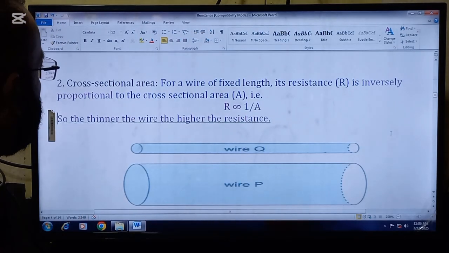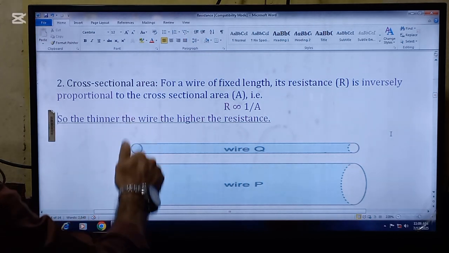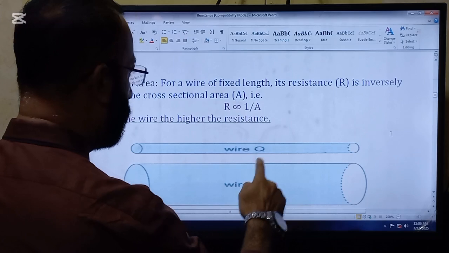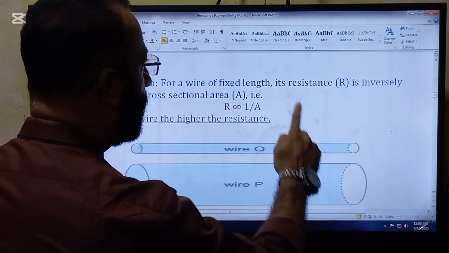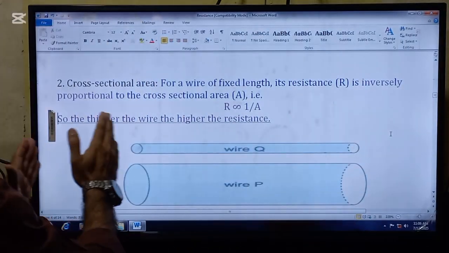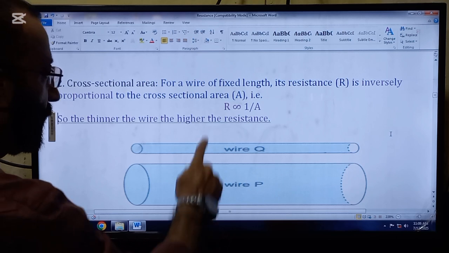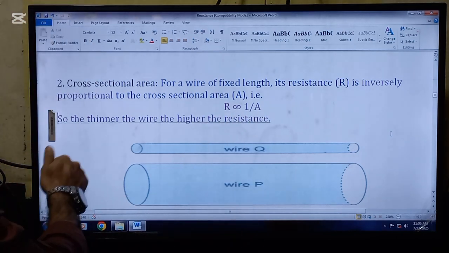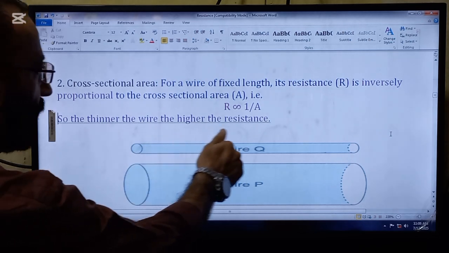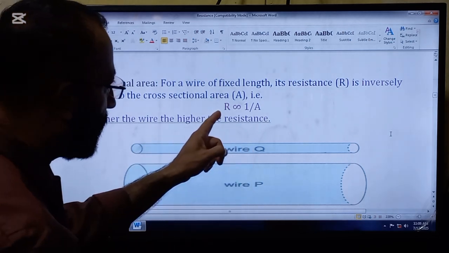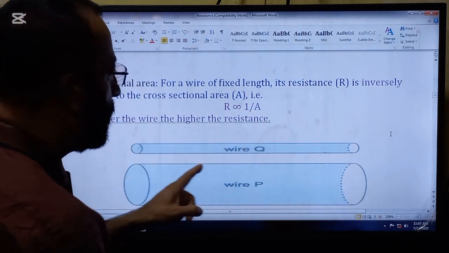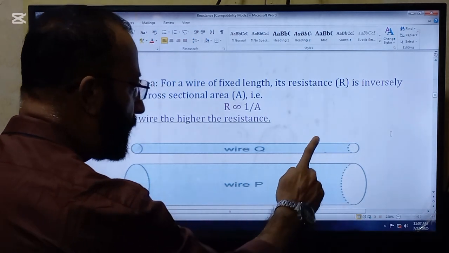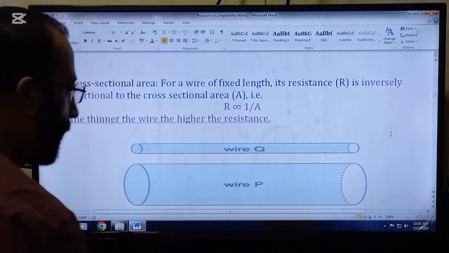The next factor that we are going to read is the cross-sectional area. For a wire of fixed length, so now length should be fixed, the resistance is inversely proportional to the cross-sectional area A. That is, R is inversely proportional to A. So the thinner the wire, the higher the resistance. Because R is inversely proportional to A, this thinner wire will have more resistance as compared to the thick wire.